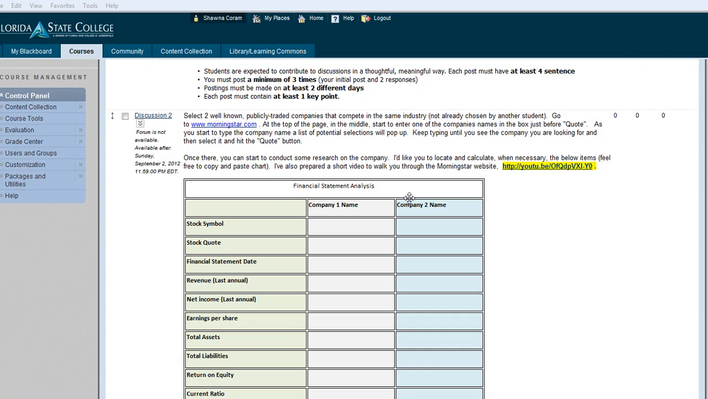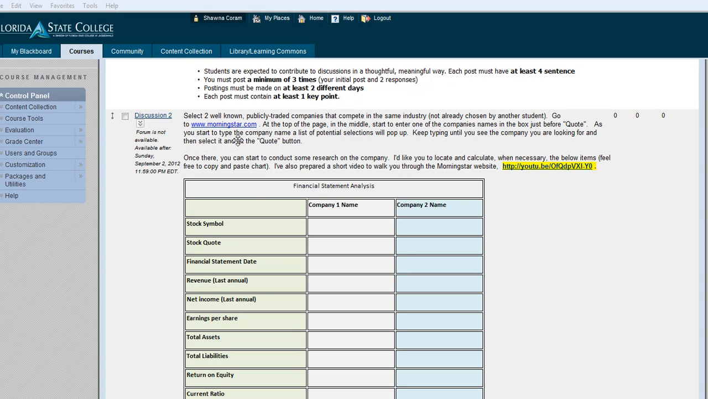What I've asked you to do is to select 2 well-known publicly traded companies that compete in the same industry, not already chosen by another student. For example, Home Depot and Lowe's, they're both home improvement retailers. You could use them. Walmart and Target, Delta and US Airways or Southwest or whatever. Again, 2 well-known publicly traded companies that compete in the same industry, not already chosen by another student.